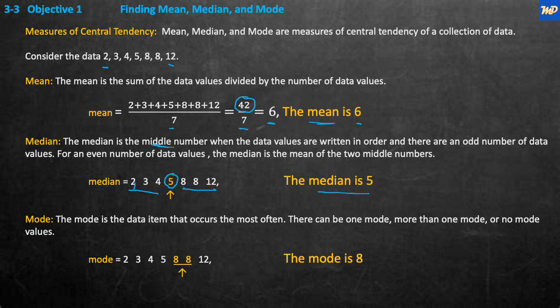The mode. The mode is the data item that occurs most often. There can be one mode value, there can be more than one mode value, or there can be no mode values. In our case, the mode for our data set, 2, 3, 4, 5, 8, 8, and 12, is 8. The mode is 8 because 8 occurs more often than any other number. That's what it says. The mode is the data item that occurs the most often.